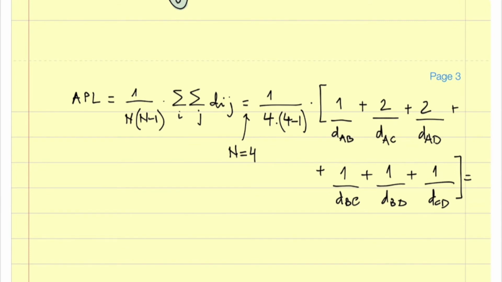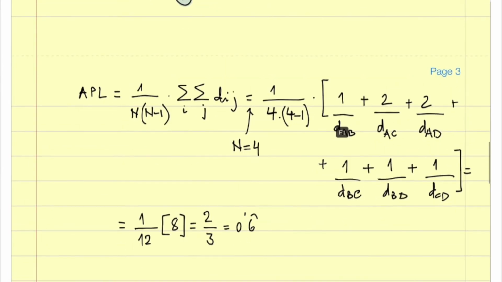So that's about it. This is the average path length. 1 divided by 12 times 1 plus 2 plus 2 are 5 plus 3 are 8. So 8 divided by 12. If we divide by 4, we get 2 divided by 3, I guess. 2/3, 0.6 periodic. Okay, so do you get the concept?